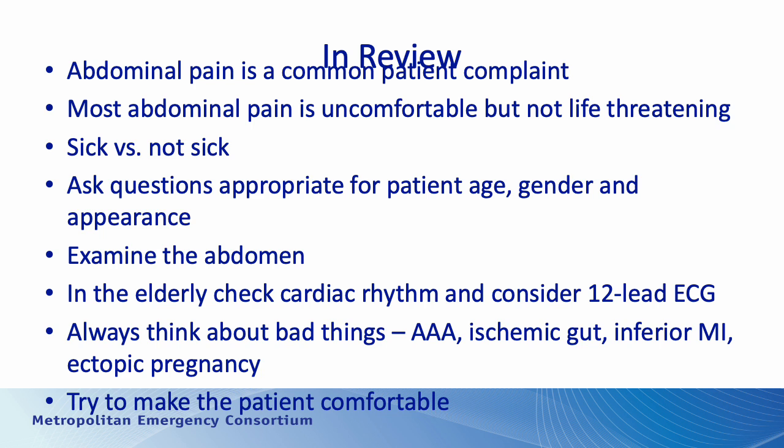Is there evidence of hernia, a distension? Take a listen with your stethoscope. I realize the back of a truck is not the quietest place, but try. In the elderly patient, check cardiac rhythm and consider a 12-lead ECG. Again, abdominal pain with atrial fibrillation, we have to think about ischemia. Upper abdominal pain with chest symptoms, think about an inferior MI. Always think about the bad things: abdominal aortic aneurysm, ischemic gut, inferior MI, ectopic pregnancies, and others, and try to make the patient comfortable. So that's all I have for today.